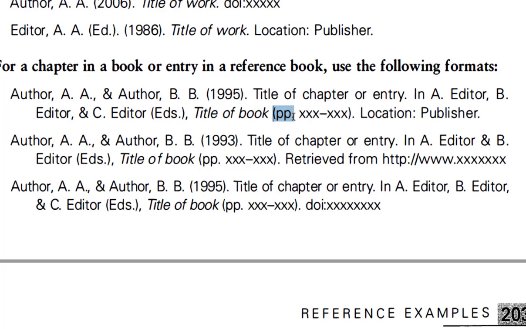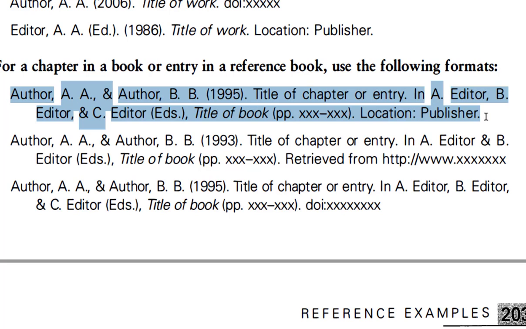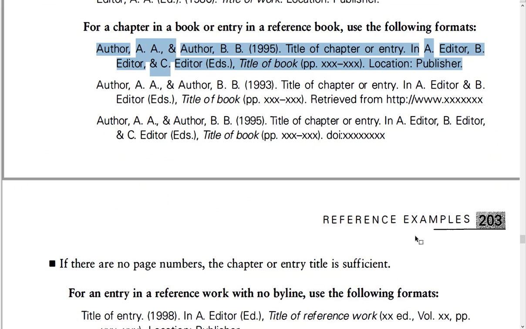Then you have an open parentheses, and then you will literally put in there PP period, and then you're going to have the page range for that chapter. Then it's close parentheses and period, and then again you have the location and the publisher. And again, there's a couple other variations here, but this is the most common one. So really, the 2 that are the most common are going to be the basic article and the chapter in an edited book. While you may have other references, those are the 2 that realistically you're going to see the most often.